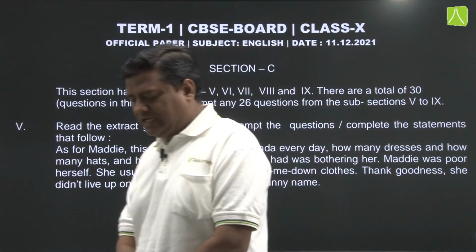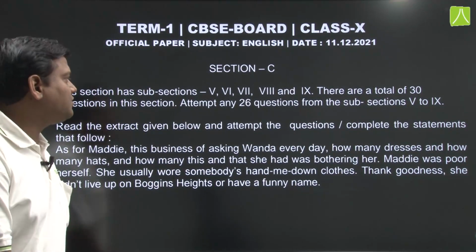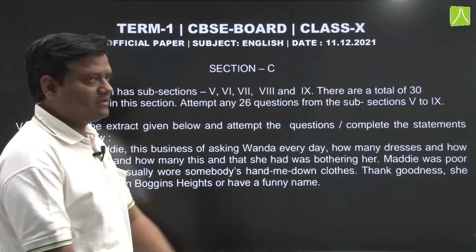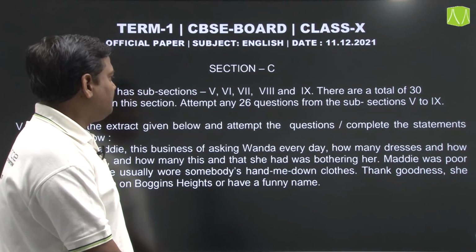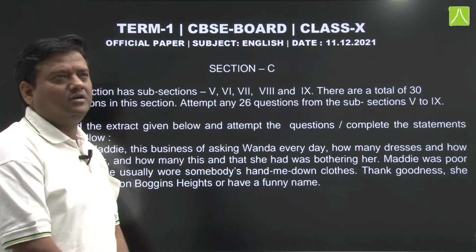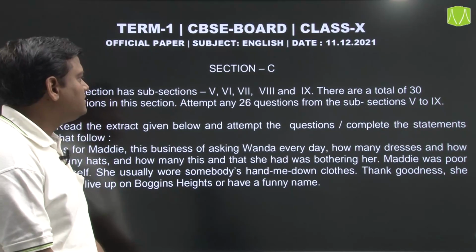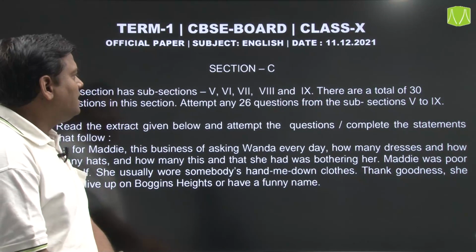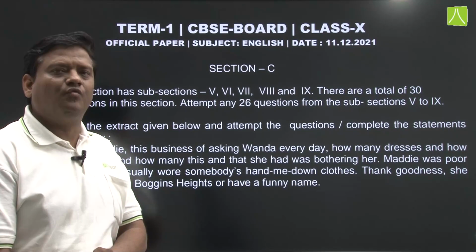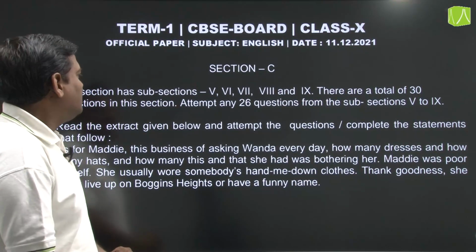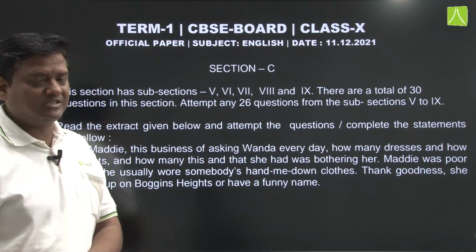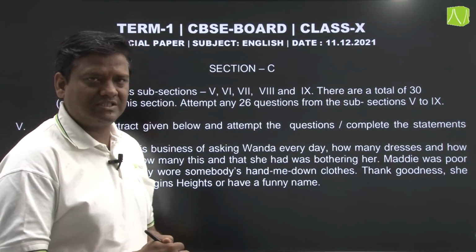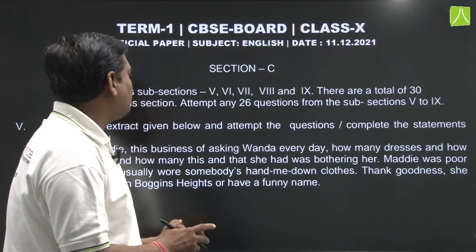Now we have section C, in which literature is given and it is divided in 5 parts: 5th, 6th, 7th, 8th and 9th. Okay. In 5th and 6th section, 2 extracts from Beehive is given. In 7th section, we are given an extract of a poem. In 8th, we are given an extract from Footprints Without Feet, and section 9 has 10 mixed type questions from Beehive and Footprints Without Feet, and there are total 30 questions in all these sections, and we have to solve any 26.